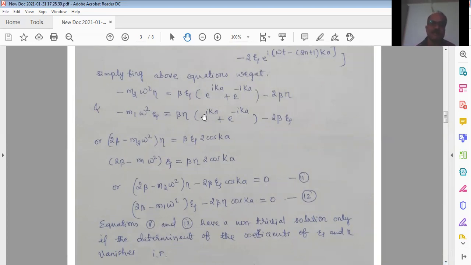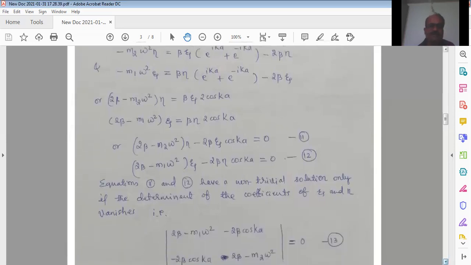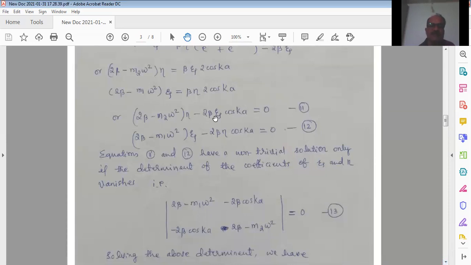Now this equation is written in this way. Minus 2 beta into eta is taken to the LHS, and e raised to ika plus e raised to minus ika, as per trigonometry, is 2 cos ka, that is also written. Similarly, in this equation, minus 2 beta zeta is taken to the LHS, and this is written as 2 cos ka. So we obtain these two equations. Next, you take the RHS part to the LHS, it becomes equal to 0, and here also it becomes 0.